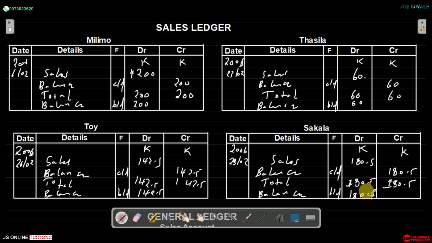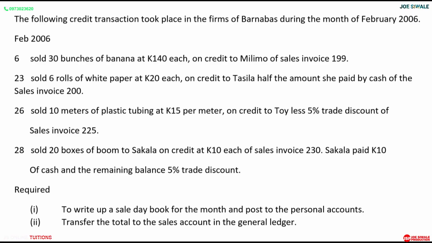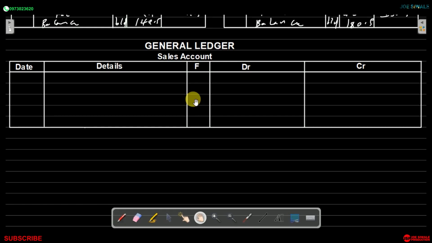Let us look at number 2. Number 2 reads, transfer the total of the sales account in the general ledger. So to answer that second part of the question, we have to identify total credit sales in the sales daybook. And the total credit sales appear on the 28th of February in the sales daybook, and that amounted to 4,583.